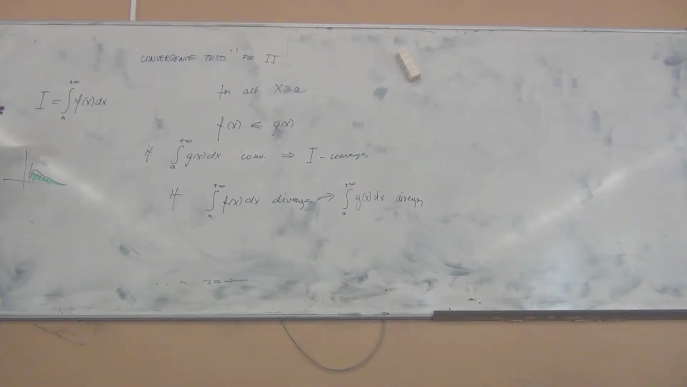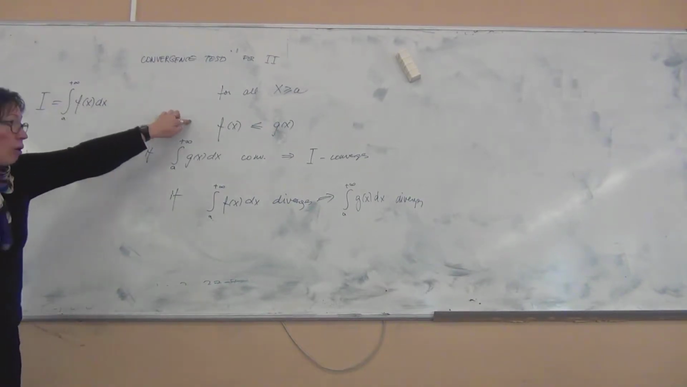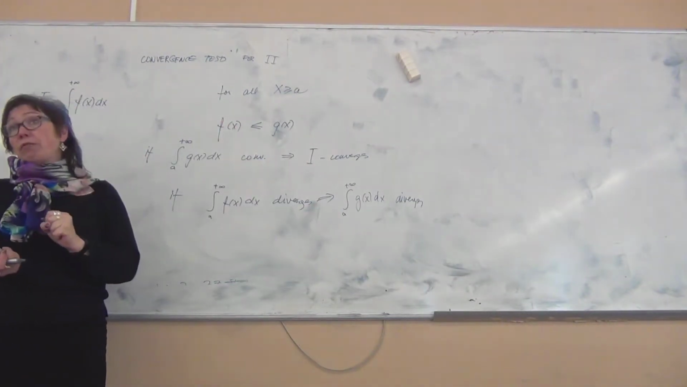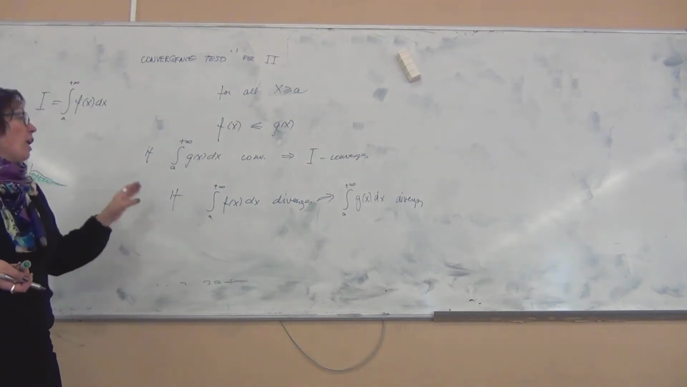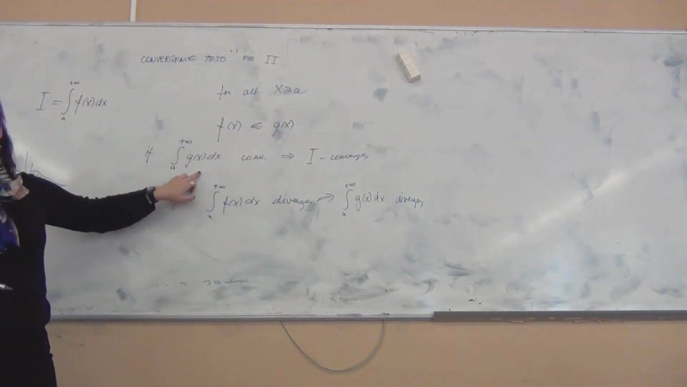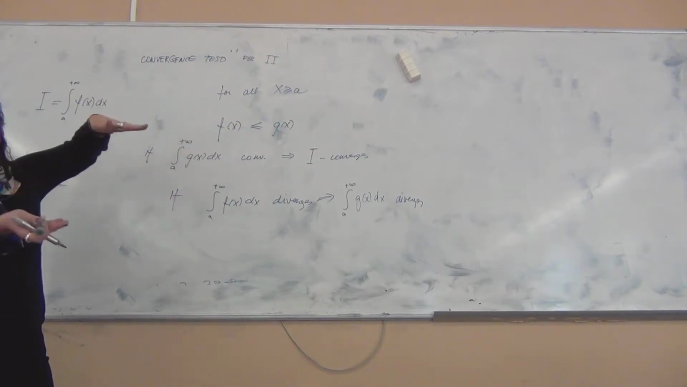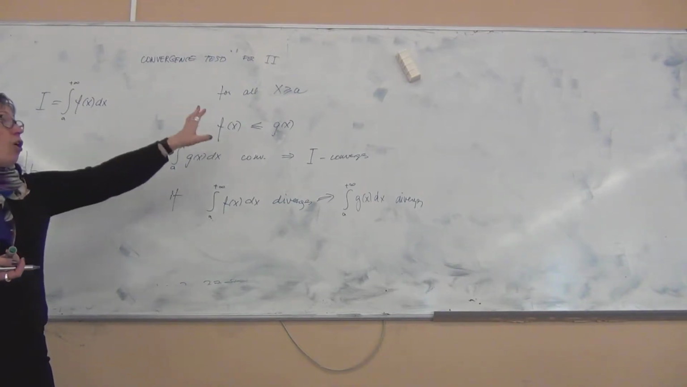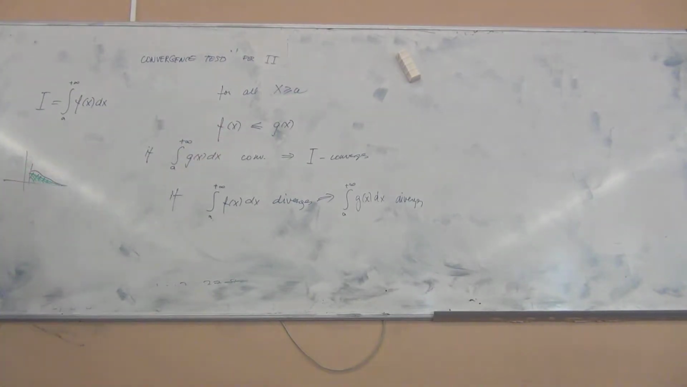So if we have two functions and we can compare them and we strictly know that one of them is less than or equal to the other, then if the integral of the smaller function diverges, then the integral of the greater function must also diverge. And on the other hand, if the integral of the greater function converges, then it bounds from above the other function, so the integral of the smaller function also converges.